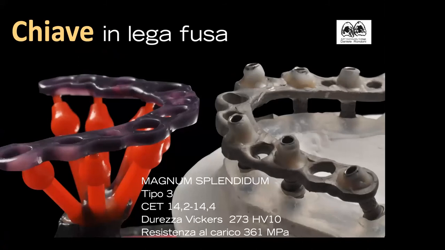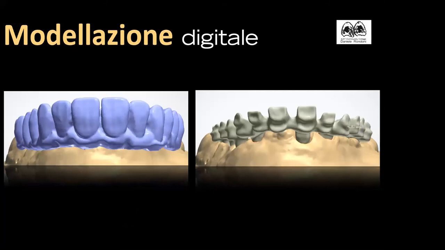Magnum Splendidum cast alloy key. You see the superior, the processing comes from the prototype, following the anatomical and structural design. It is much more slender. Digital modeling comes from the prototype. It's a combination of analog and digital. It's thanks to this wonderful material that I am able to do all of this.